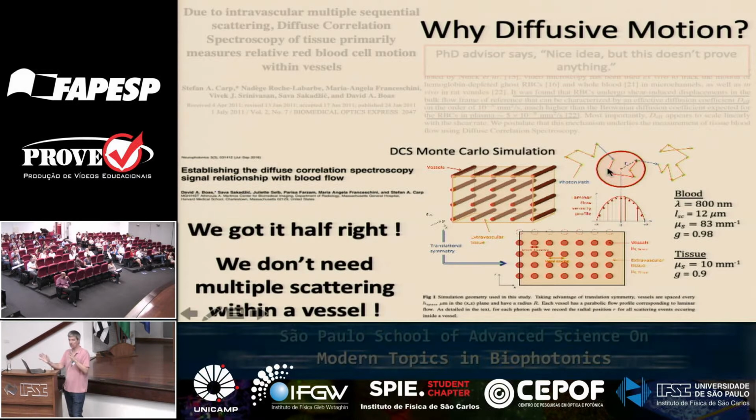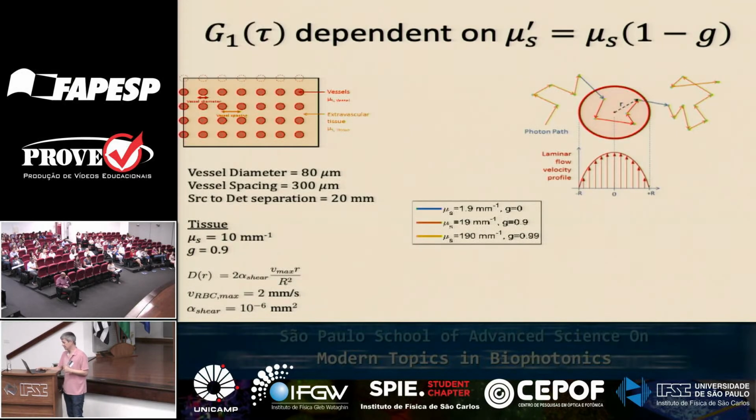And when we have all that information, we can then really calculate what is the effect of the linear motion of the red blood cells on the correlation function versus what is the effect of the shear-induced diffusion of the red blood cells on the decay of the correlation function. I'm going to take you a few slides through this, but the short answer is we got it half right. We are, in fact, more sensitive to the shear-induced diffusion of red blood cells than we are sensitive to the linear ordered motion of the red blood cells. But we don't actually need multiple scattering within the blood vessel, right? So that was interesting for me to figure that out.